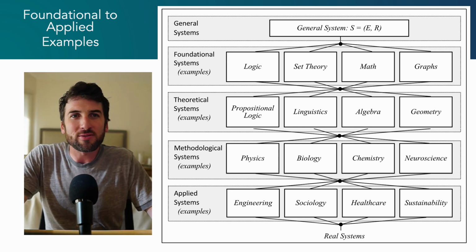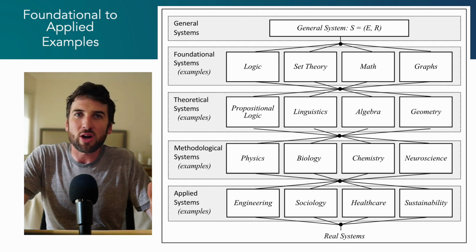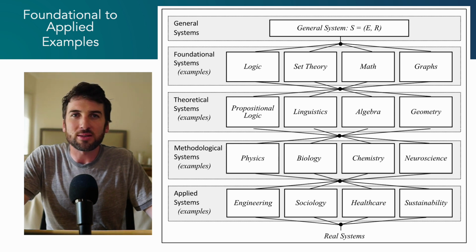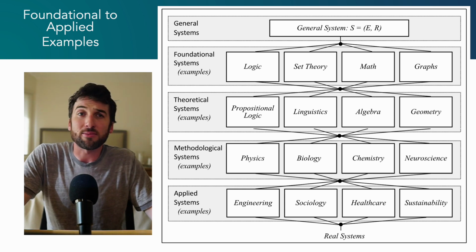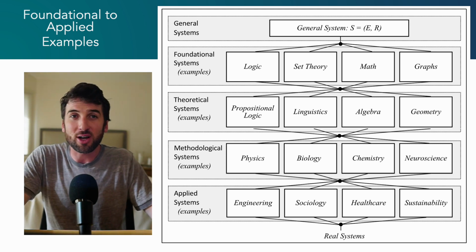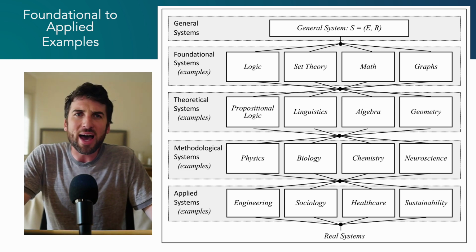So here are some examples of these different systems. Starting with the most abstract, a general system, just a general set of elements and a general set of relations. Now that can be specified in a lot of different ways for different foundational systems like logic, math, graphs. Different theoretical systems further specify: what logic are we talking about? Is it propositional logic? There's also first order logic, other kinds of logic. What math are we talking about? Algebra. There are a lot of different theoretical proofs that can be extrapolated after the foundations.